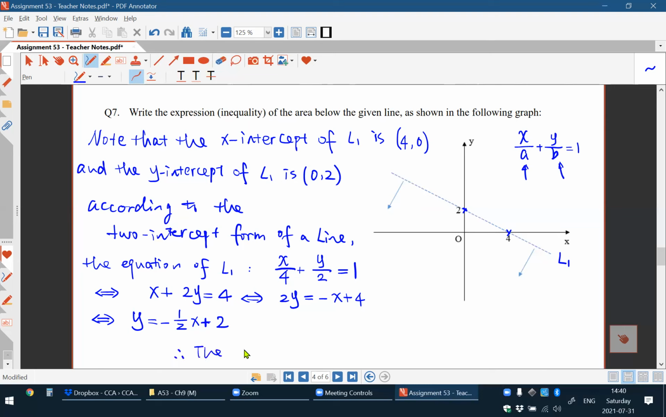And of course, because the shaded region is under this line, that means the shaded area is y less than this line, right? So y less than minus 1 over 2 x plus 2.